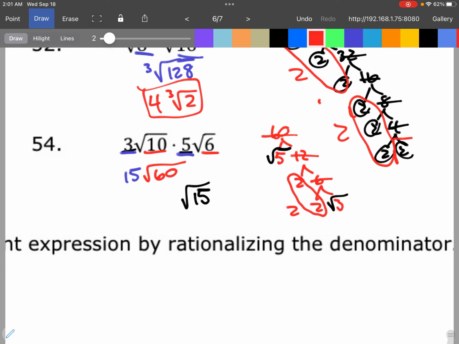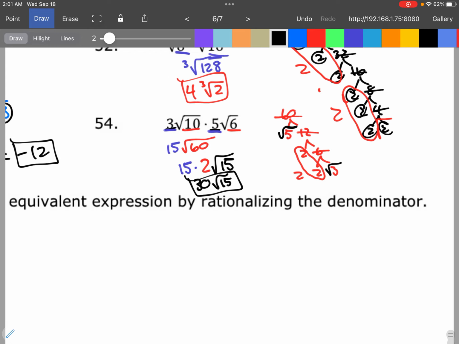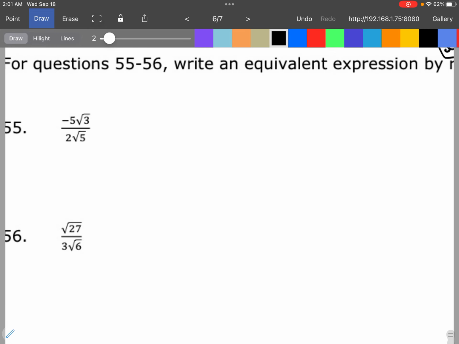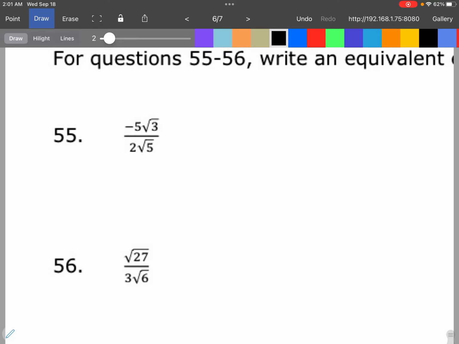We got the 2's getting married, so they're right out here. And we got this 15 out here. So we can't forget about those guys. 15 times 2 is 30. Bring down your square root of 15. Easy money. Now, our last two problems.